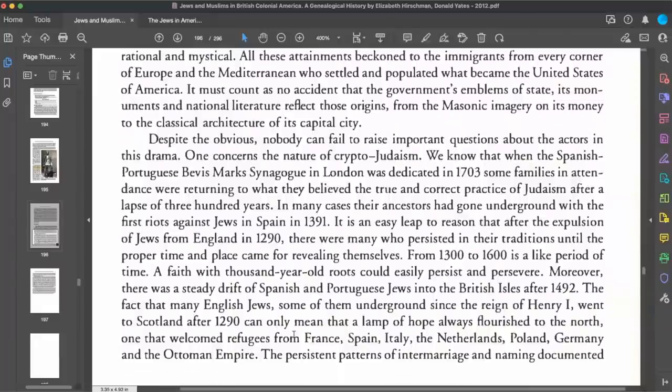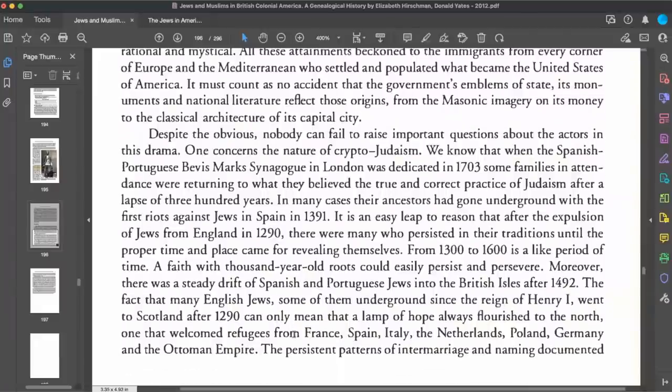Despite the obvious, nobody can fail to raise important questions about the actors in this drama. One concerns the nature of crypto-Judaism. We know that when the Spanish Portuguese Bevis Marks Synagogue in London was dedicated in 1703, some families in attendance were returning to what they believed the true and correct practice of Judaism after a lapse of 300 years. In many cases, their ancestors had gone underground with the first riots against Jews in Spain in 1391. It is an easy leap to reason that after the expulsion of Jews from England in 1290, there were many who persisted in their traditions until the proper time and place came for revealing themselves.